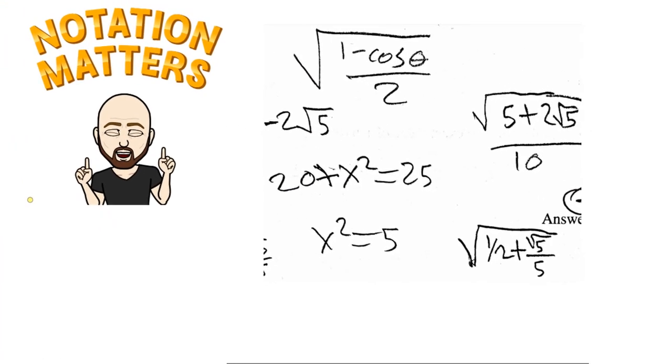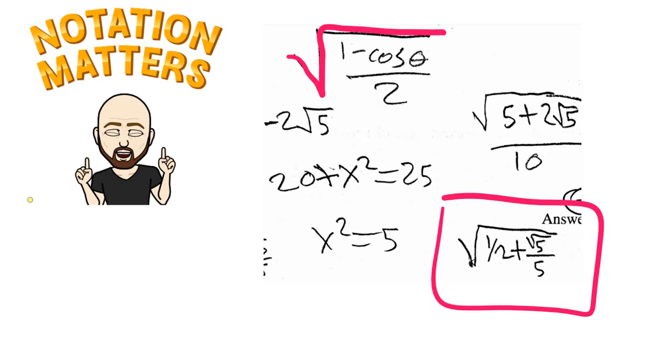Now let's take a look at a half angle formula here. Check this one out. This is great. It looks like this student has the correct formula, because they've put all of that over 2. Now if we go down here, I'm going to highlight this part right there. You've got 1/2 plus square root of 5 over 5.